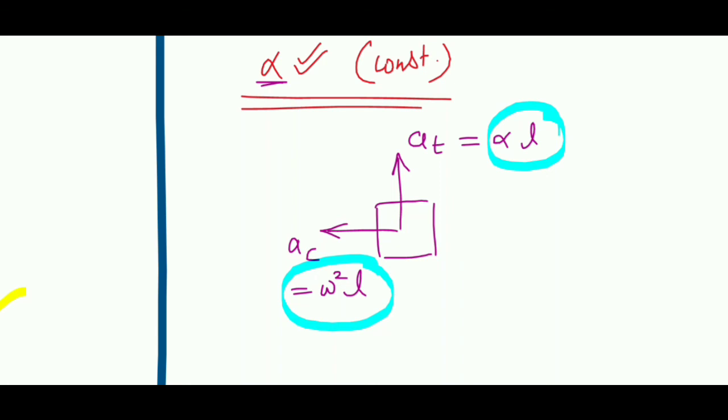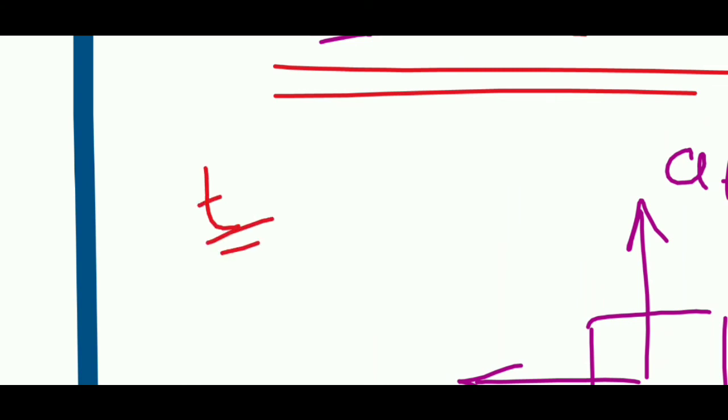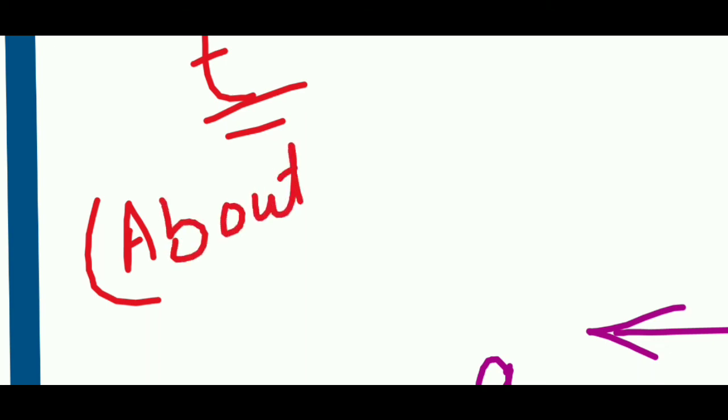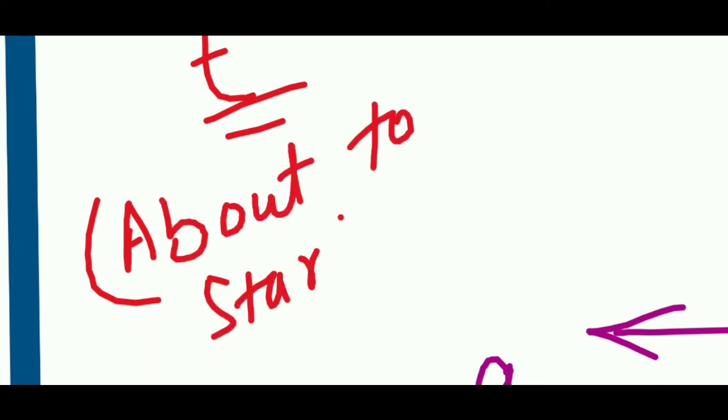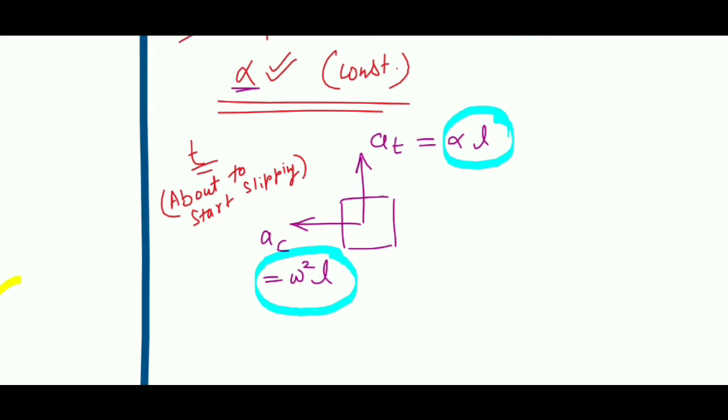Now over here, after this time, let's say this is some t time, when the block is about to start slipping. So at this instant, omega square L is the centripetal acceleration, alpha into L is the tangential acceleration. These are the accelerations. And at this instant, the block is about to start slipping.